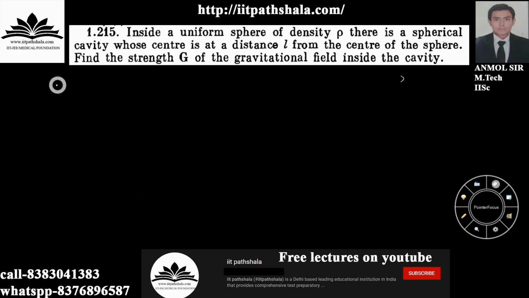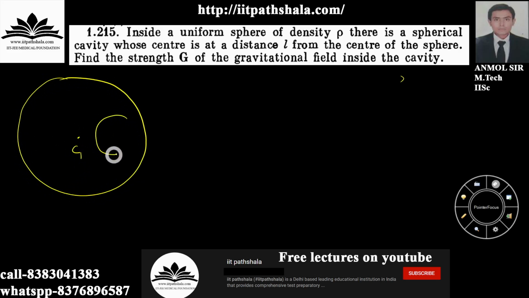In this problem you have a sphere with a center C1, let us say, and then you have a cavity with a center C2, and you want to find the gravitational field at this particular point P inside the cavity itself. The distance between both of the centers is given as L. The density is given as rho, and let us say this is our point P.